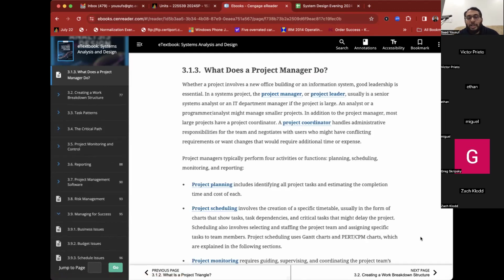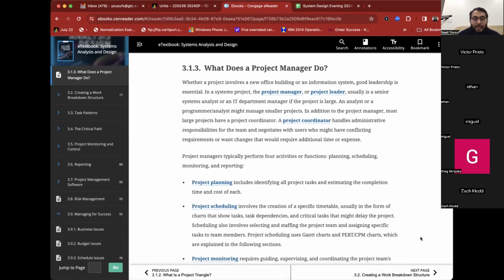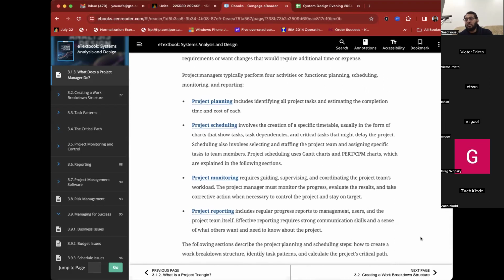So what in the world does a project manager do, which is sometimes called project leader, project manager, IT manager? There are different titles the person has. A project manager usually is a senior systems analyst or an IT department manager. An analyst or a programmer analyst might manage smaller projects. In addition to the project manager, most large projects have a project coordinator who handles administrative responsibilities. So project managers are involved in planning, scheduling, monitoring, and reporting on the project.